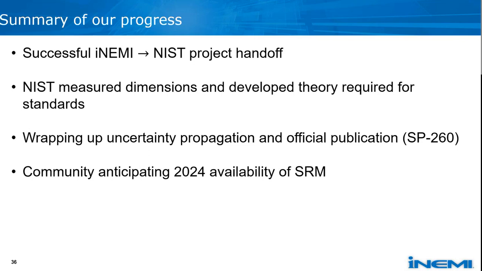And then we're still working on the official publication that will need to go out with this standard, which is going to be this long Special Publication 260 from NIST that, I don't know, will be somewhere between 50 and 100 pages long, I imagine, and will have a very rigorous uncertainty propagation for all of these standards. And the community anticipation is that these SRMs will be available in 2024.